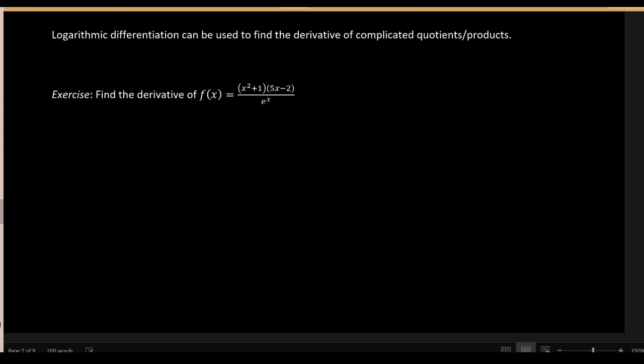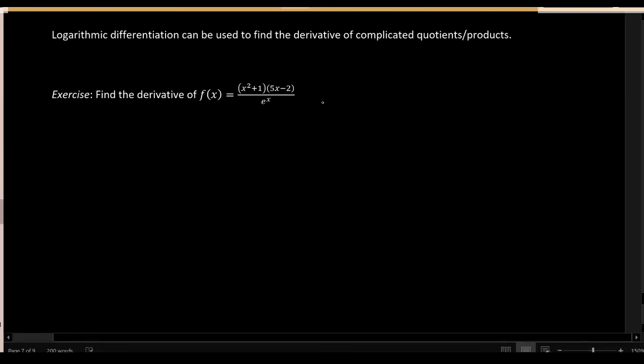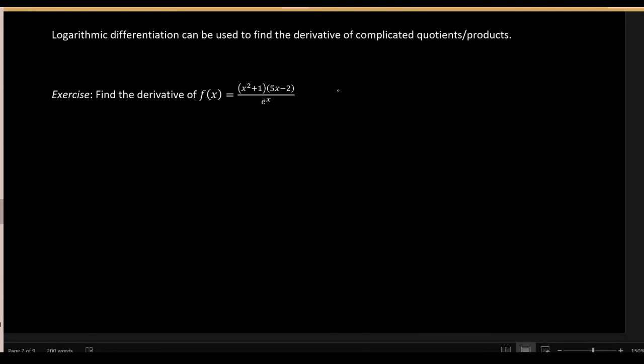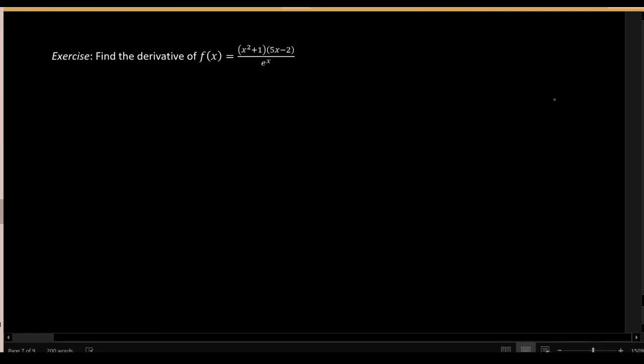So one of the things that logarithmic differentiation can do is give us a way to calculate the derivative of something that might involve a particularly complicated quotient or product. Instead of having to use this giant, ugly, recursive quotient rule, product rule mess, another way that can sometimes be simpler is to use logarithmic differentiation. So let's see an example of that here. Let's find the derivative of this monstrosity.